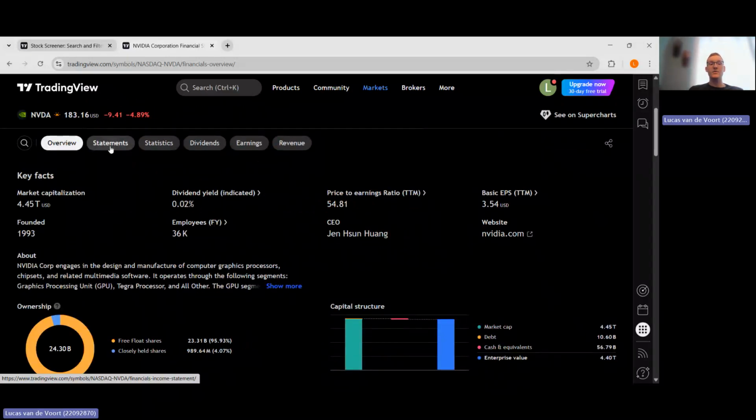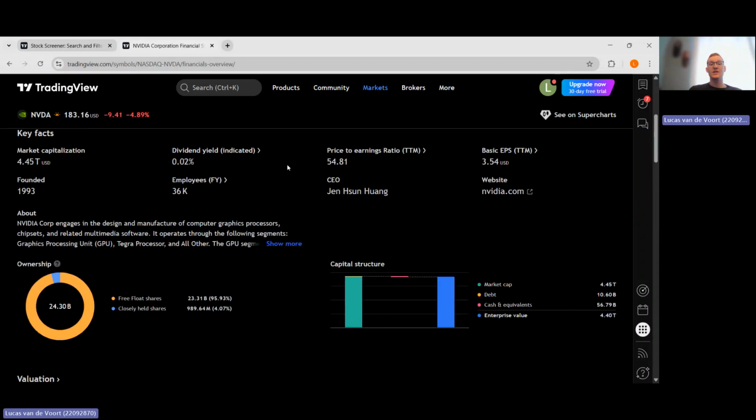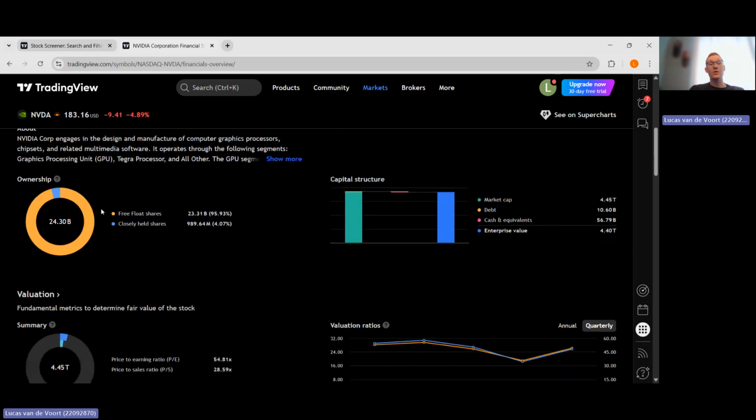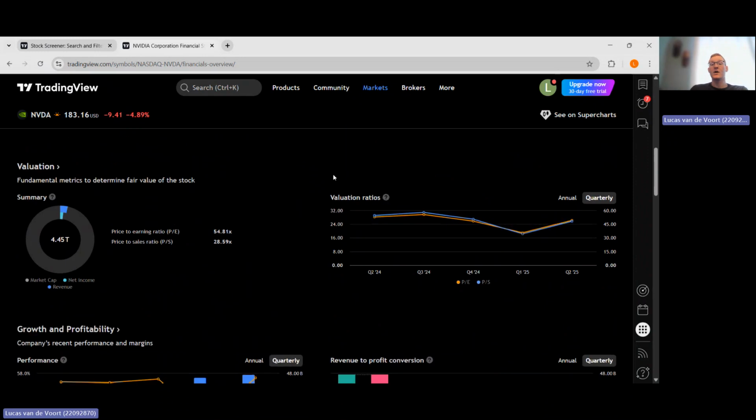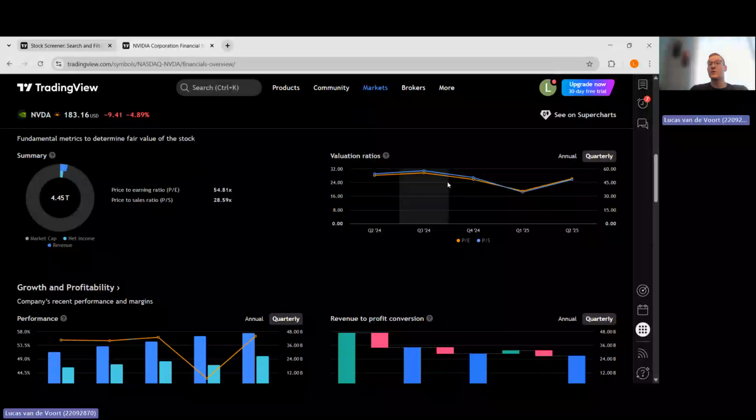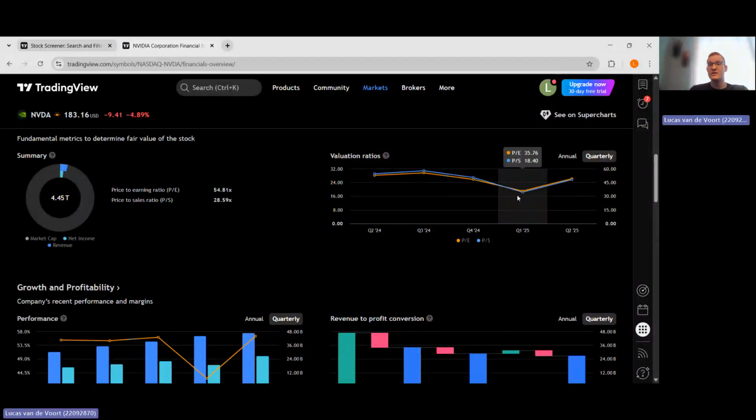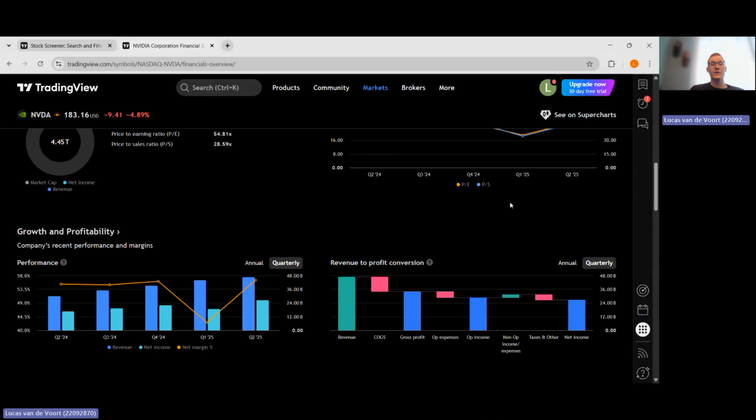And you can look at the statement filings with the SEC, dividend information, earnings information, revenue information, you name it, to really analyze a company fundamentally. So you can look at the ownership, how many insiders hold shares, how many outsiders hold shares. You can look at the capital structure of the company, the development of the valuation ratios over time, as you can see here, PE ratio, PS ratio.